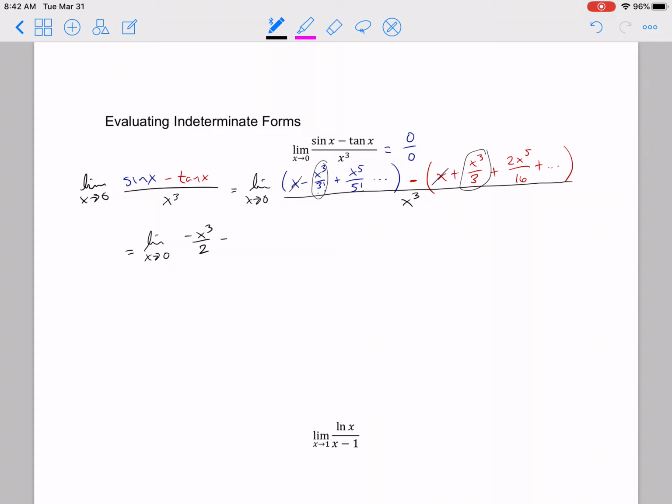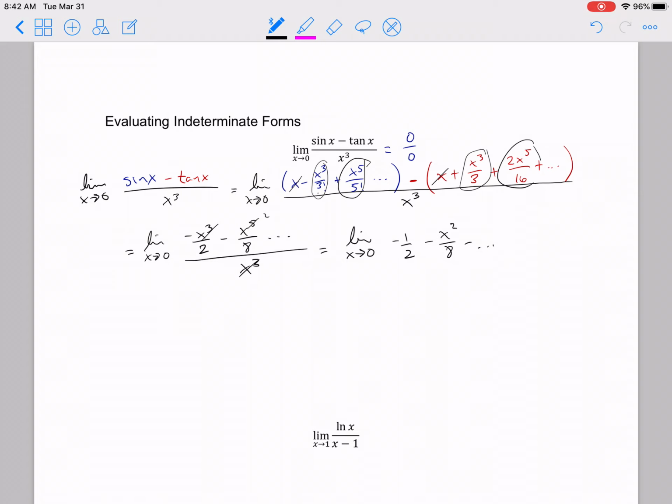And then you can combine the next one, the x to the 5th term, and you're going to get x to the 5th over 8, and then so on and so forth, all divided by x cubed, which will give us the limit as x goes to 0 of negative 1/2. We're going to cancel out our x cubes here. That'll become an x squared, and everything. Minus x squared over 8, minus so on and so forth.